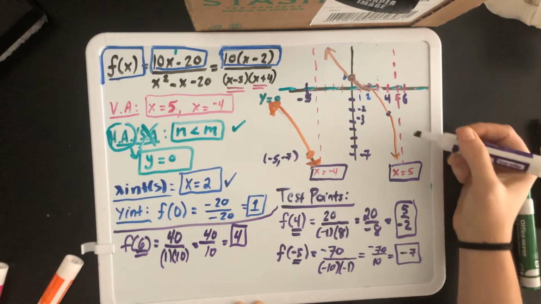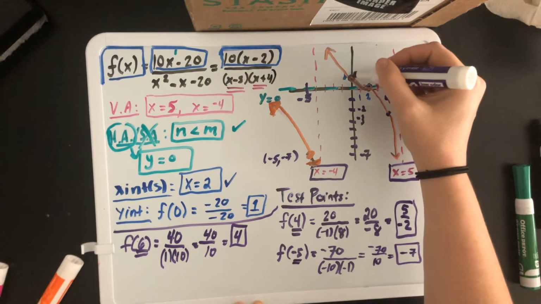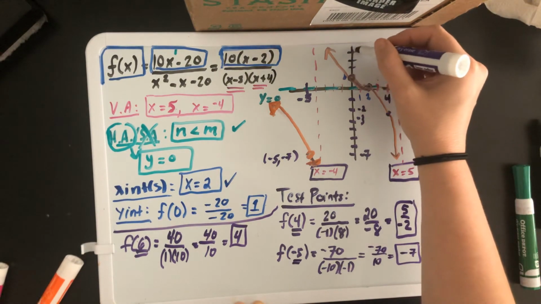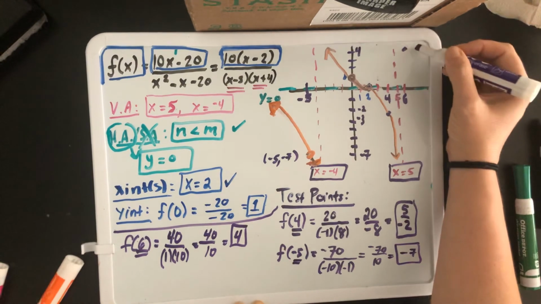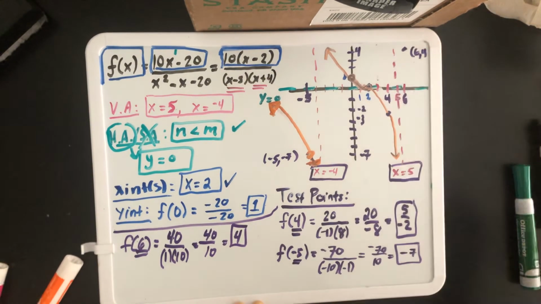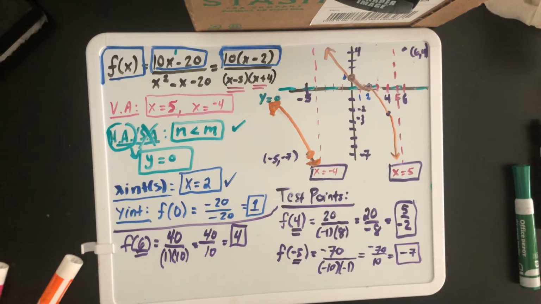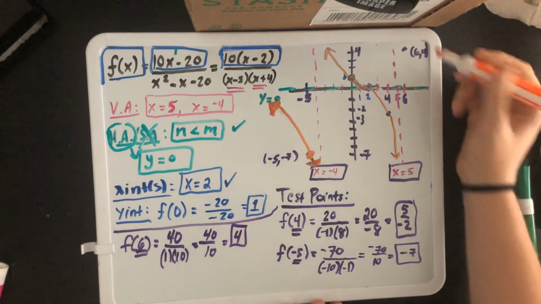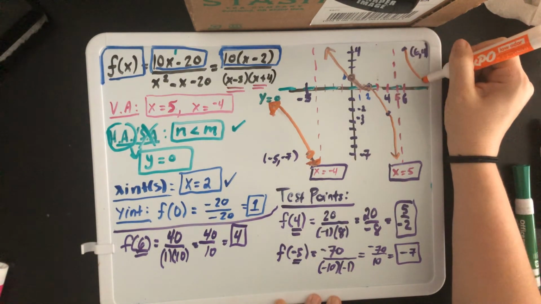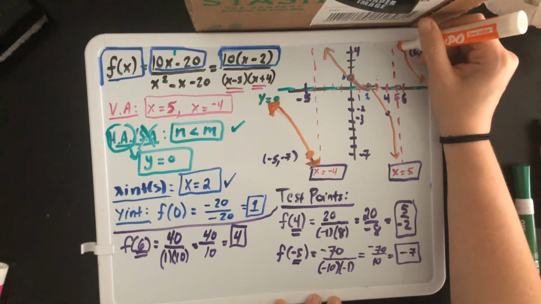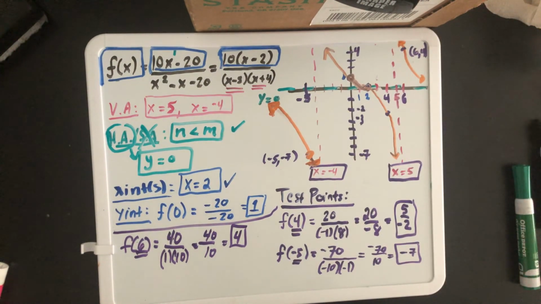Let's check it out in the graph. At the input of 6, this was at 1, so 2, 3, and 4. There would be my test point there in that region, 6, 4. So my graph, now we know, is above the horizontal asymptote in that location. So to the right of 5, we should be above our horizontal asymptote. So something like this is happening. We approach it, and we approach that one as well. So now we have our graph.